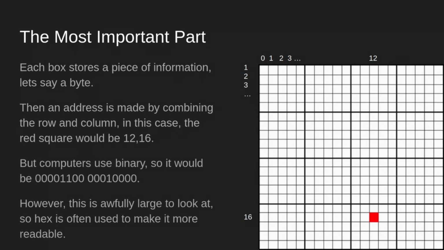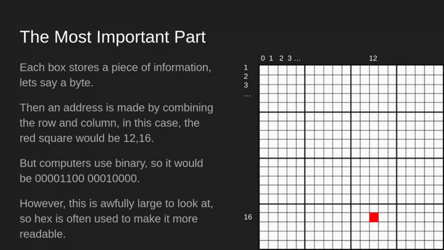So the address on this grid is just the row and the column. So that's stored in binary. So for example, this red square here would be 12,16, or that binary number you see there, which I don't feel like reading out. That being said, you don't want to read out 16 bits or significantly more.